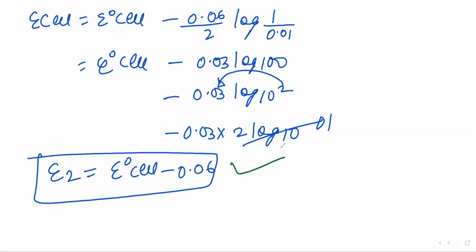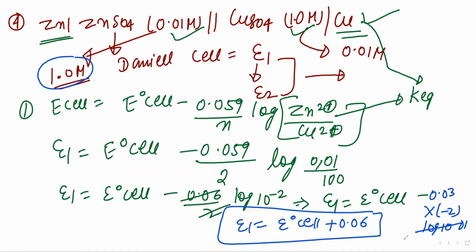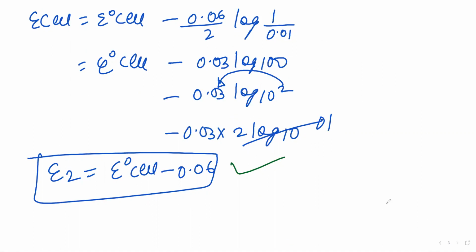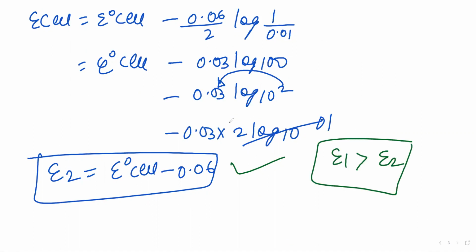It is subtracted. And here in E1 it is added. So E1 is more, right? So conclusion is E1 is greater than E2. So write this one for fourth.